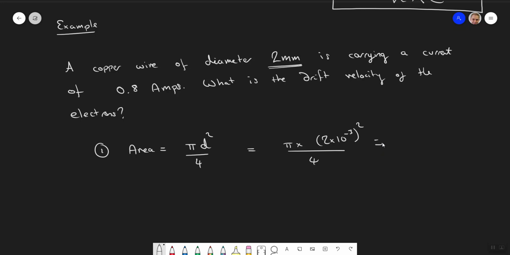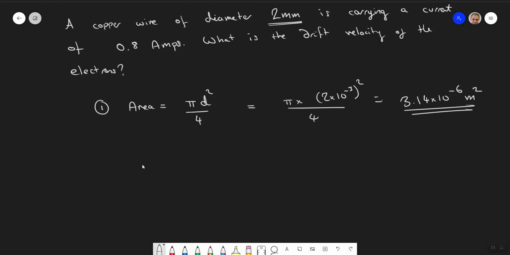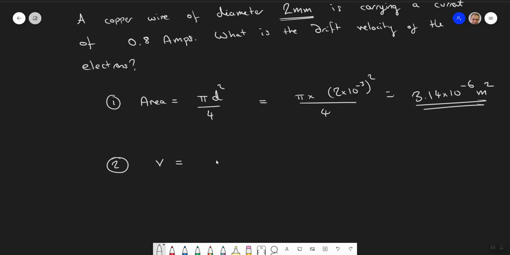So pi times 2 times 10 to the minus 3 squared over 4. Excellent. We've got 3.14 times 10 to the minus 6 meters squared. So that's our area. And then secondly, let's say that v is equal to I over n times A times e.